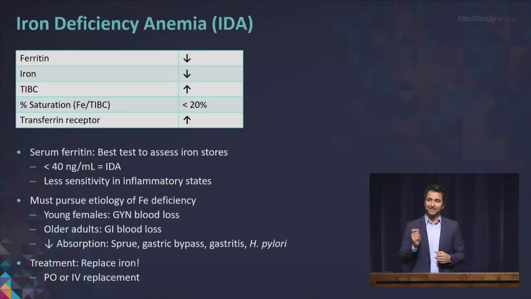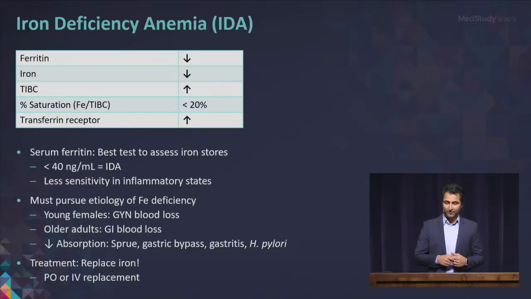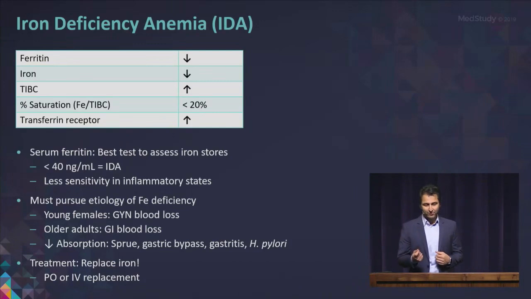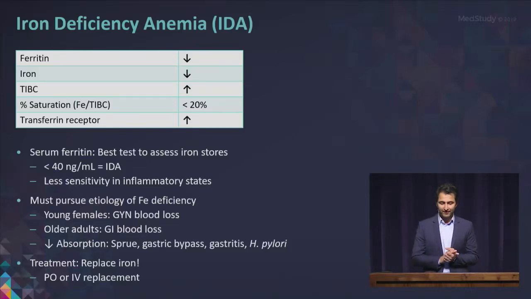The gold standard for diagnosing iron deficiency is a low serum ferritin level. It's the best test to assess your iron stores, and a level less than 40 is considered consistent with iron deficiency anemia. But recall that ferritin is an acute phase reactant, so in inflammatory conditions you may have an elevation in your ferritin, and so you have to kind of interpret it with a grain of salt there.